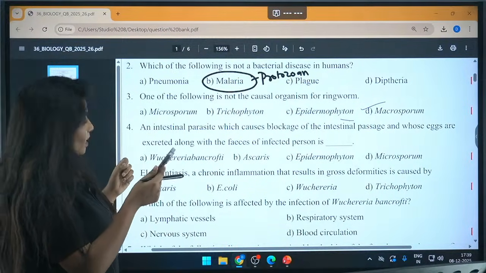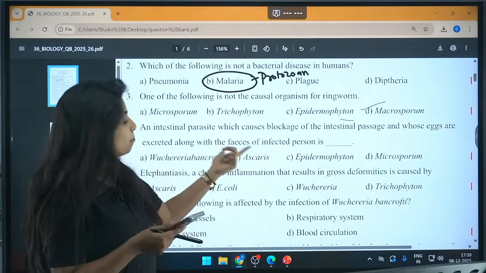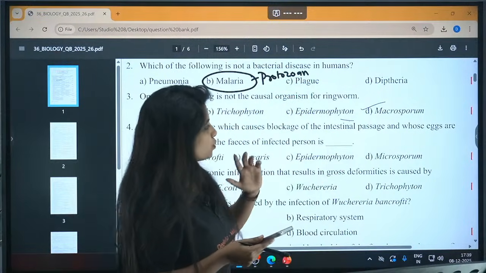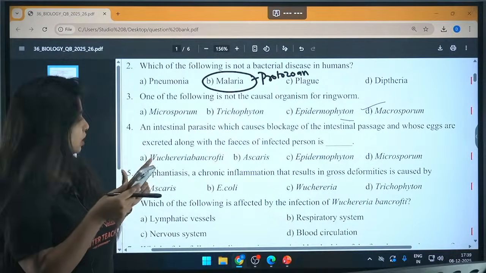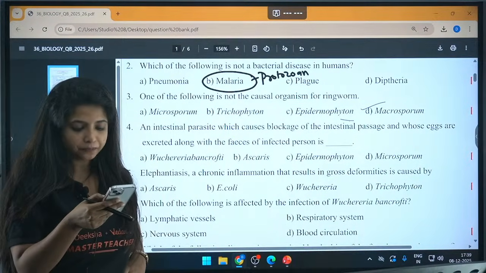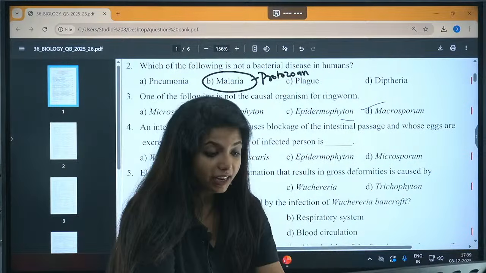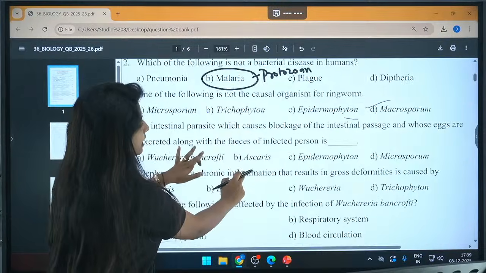Rugmini says the answer for this question is A, Wuchereria bancrofti. Okay, B is Ascaris, C is Epidermophyton, and D is Microsporum. Think once more. What is the answer for this question? All of you are saying A, Wuchereria bancrofti is the answer. My dear children, think once more. Have you heard about roundworm? Roundworm is also known as Ascaris.